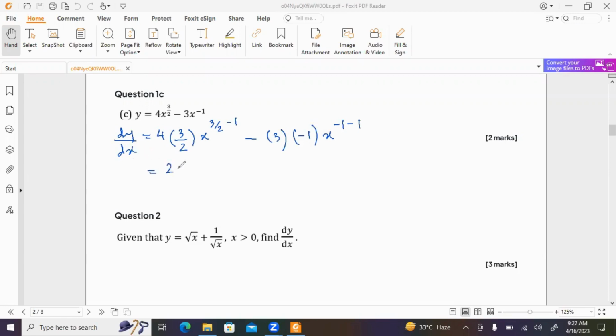That's going to be 2 times 3, x to the power of 3 over 2 minus 1, plus 3 times x to the power of negative 2. So 6 times x to the power of 1 over 2, plus 3 times x to the power of negative 2. In case the question is asking you to give your answer in positive powers, we rewrite this as 6 root x plus 3 over x squared. That is a more refined answer.